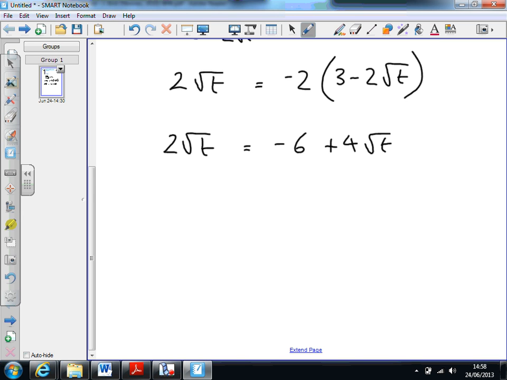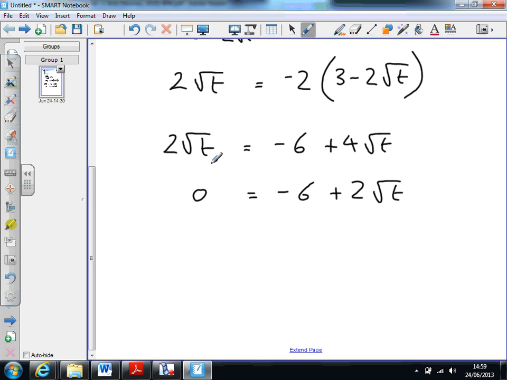And now we have a situation where we just treat the root t just like x, so we try and get them the same. So I'm going to subtract 2 root t from both sides. 2 root t take away 2 root t is nothing. Minus 6 plus 2 root t, because I've got 4 root t, take away 2 of them, like 4x take away 2x is just 2x, or 2 root t in this case.